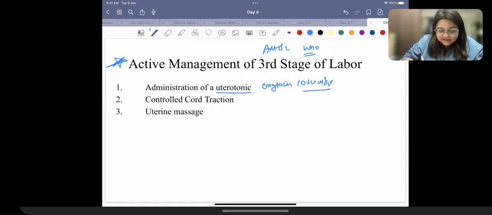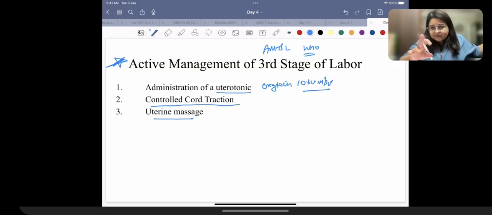It also said that controlled contraction should be done to deliver the placenta. Okay? And third, it said you have to massage the uterus on abdominal palpation. Okay? The government of India also brought this into its guidelines. The Government of India added one more thing here.